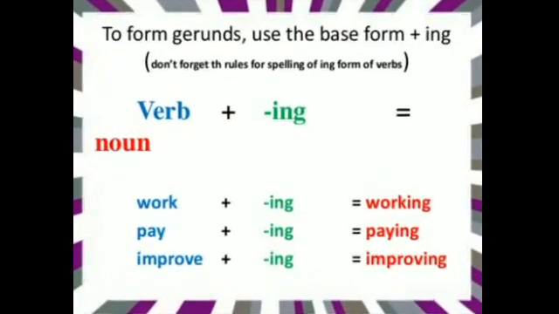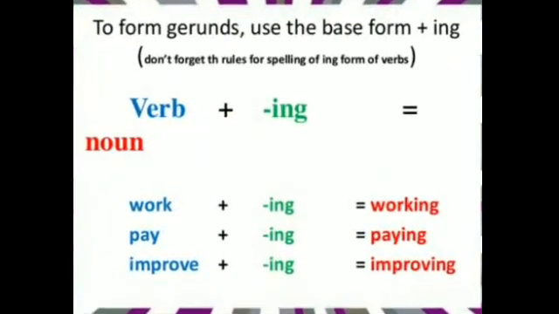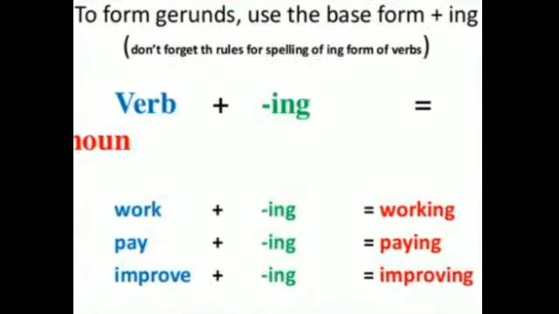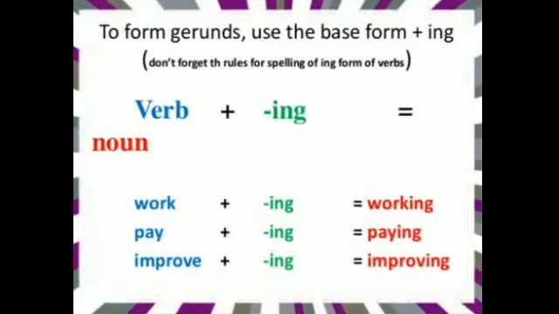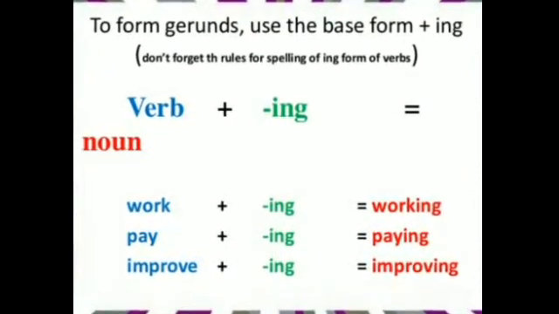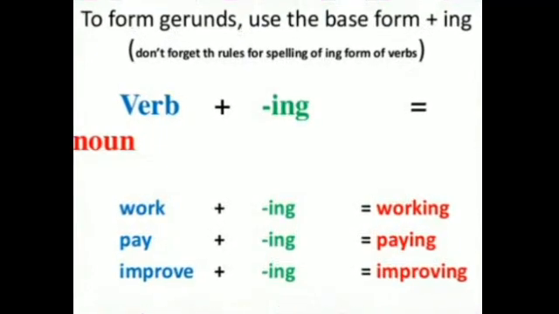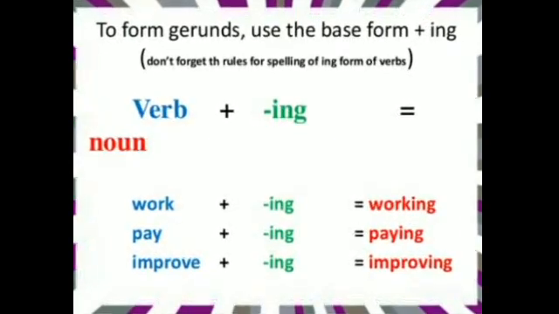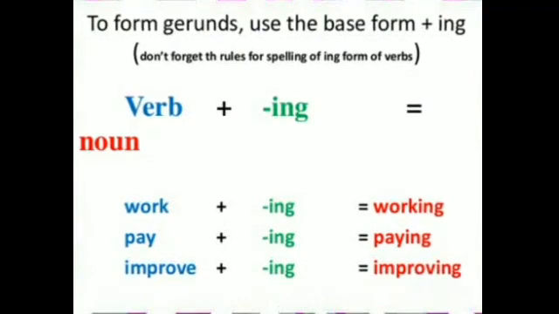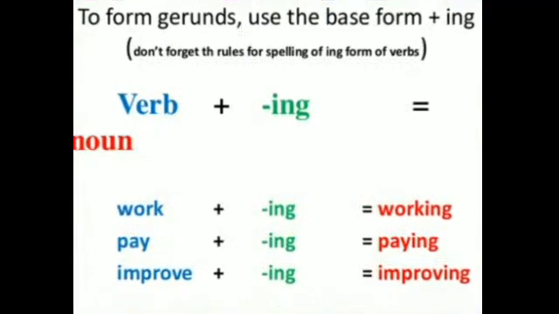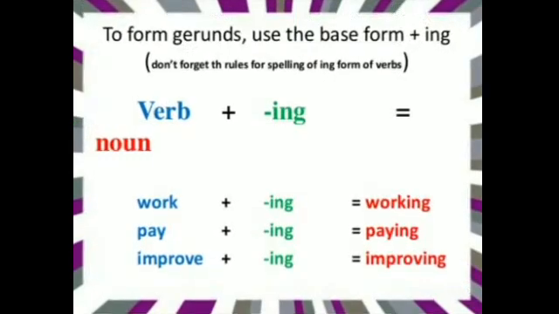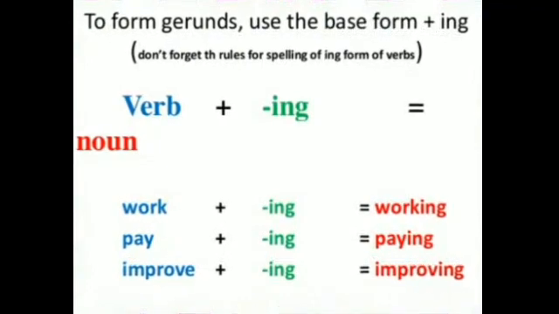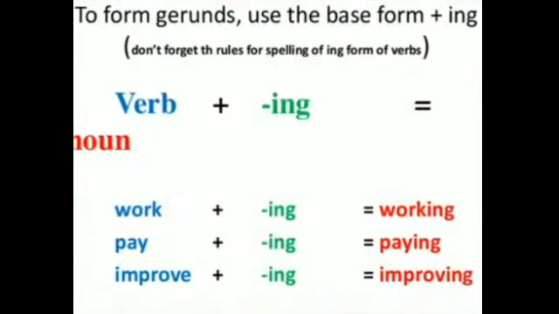To form gerunds, use the base form plus ing of the verb. Don't forget the rules for spelling of ing forms of verbs. Verb plus ing is equal to the noun. For example, work plus ing is equal to working. Pay plus ing will give you paying. Improve plus ing will give you improving. Now let us see the functions.